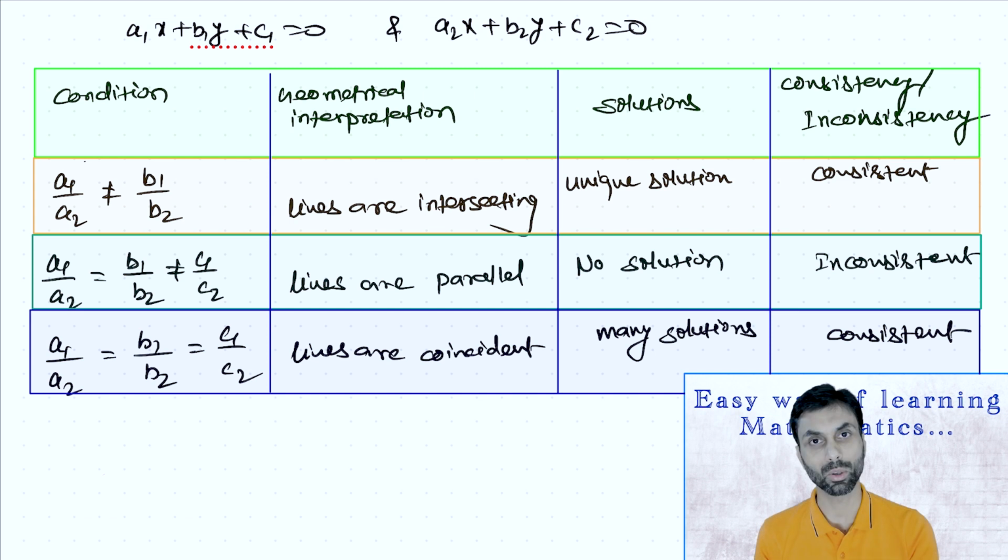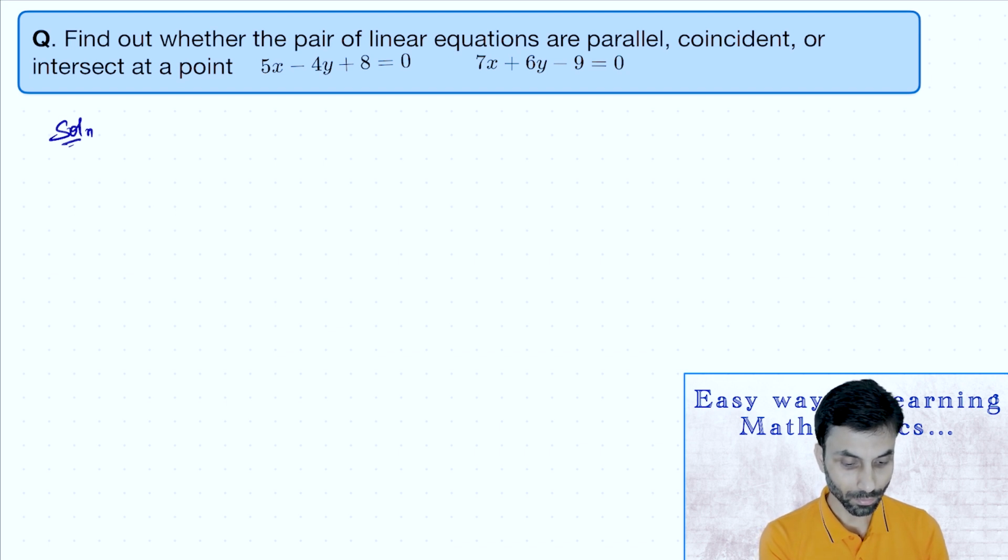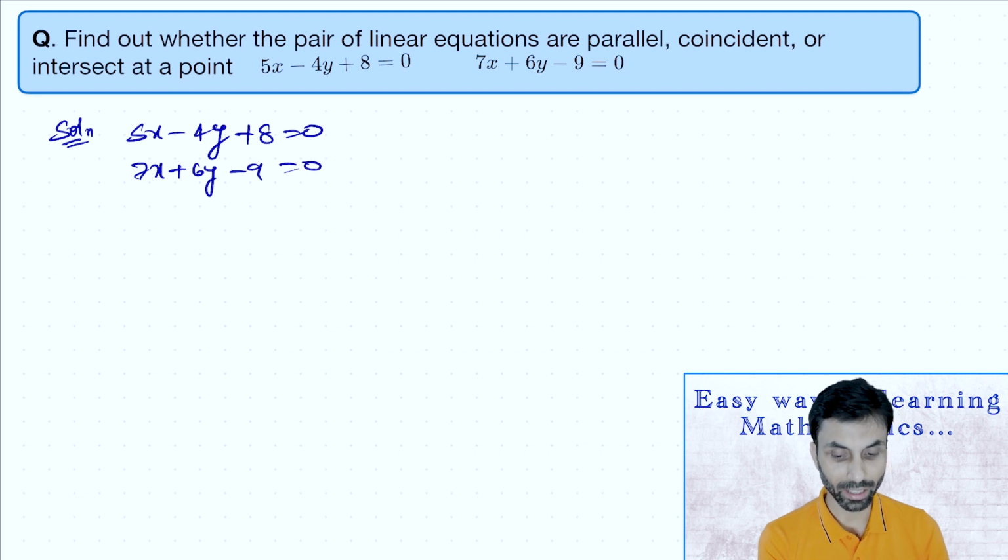So let's start with the questions. The first question is, find out whether the pair of linear equations are parallel, coincident or intersect at a point. The equations are 5x minus 4y plus 8 equals 0 and 7x plus 6y minus 9 equals 0. As we have discussed, we'll take 5x minus 4y plus 8 equals 0, and 7x plus 6y minus 9 equals 0.